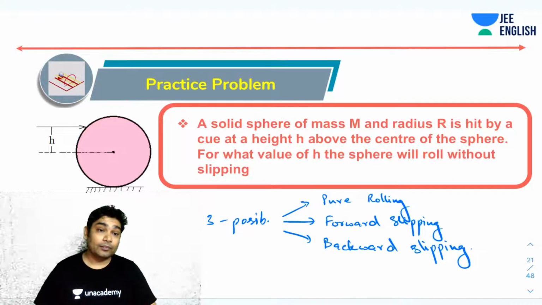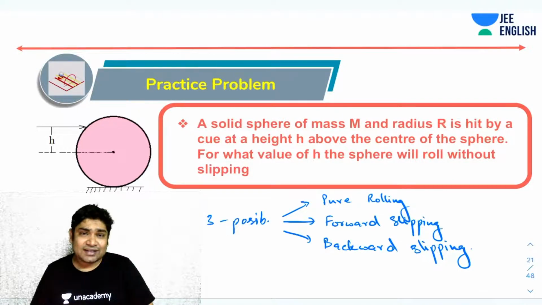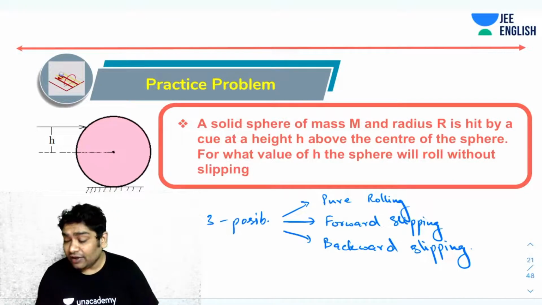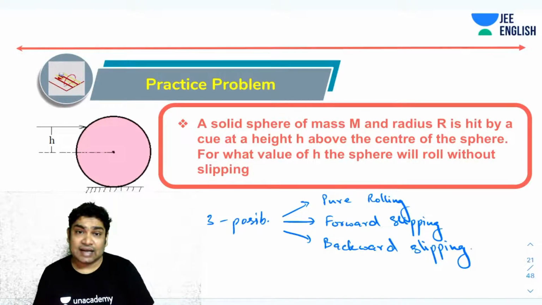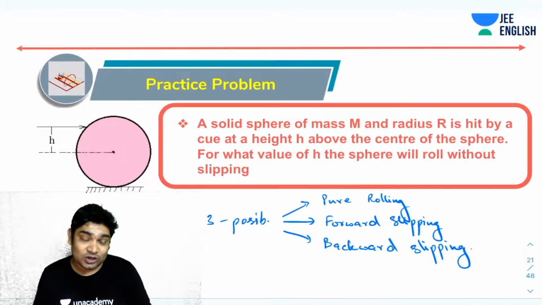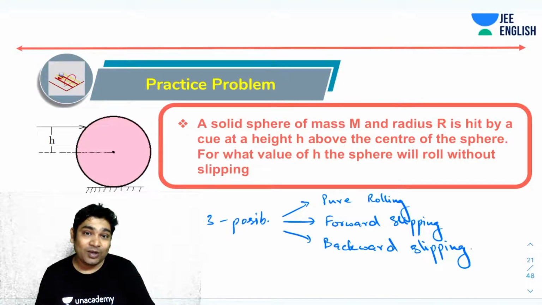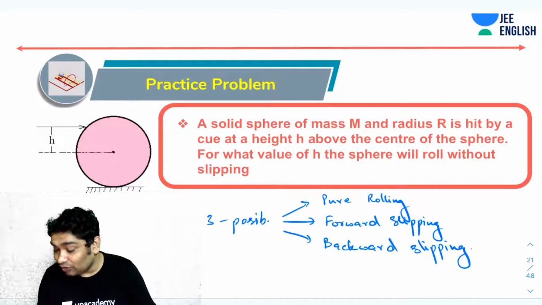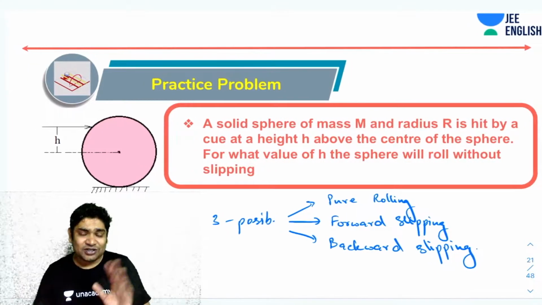Correct? Okay. Now let's see if a solid sphere of mass capital M and radius capital R is hit by a Q at a height h above the center. For what value of h will the sphere roll without slipping? And then we will also analyze what our cylinder, or sphere, will do for other values of h. So let's try and find out.